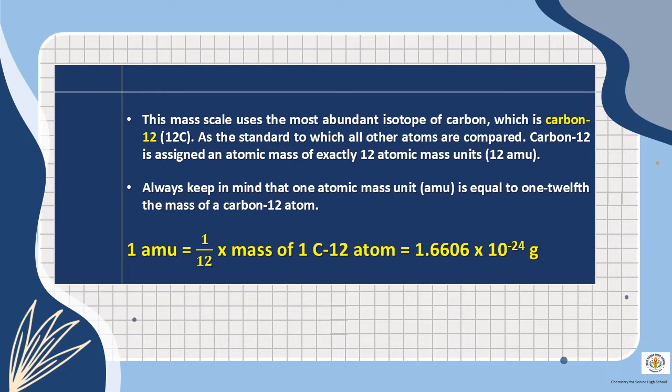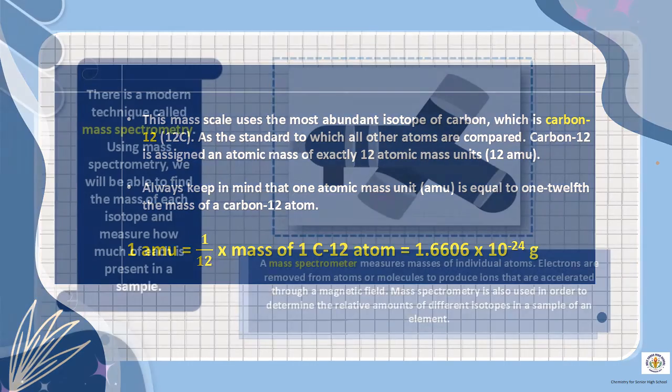Always keep in mind that one atomic mass unit is equal to 1/12 the mass of one carbon-12 atom. That will eventually equal 1.6606 times 10 to the power of negative 24 grams.